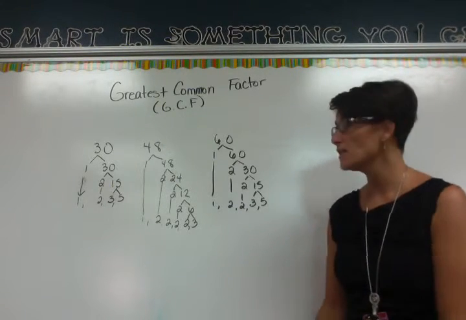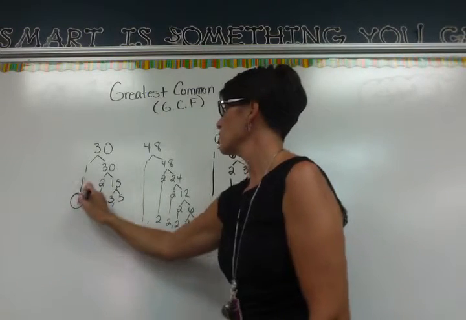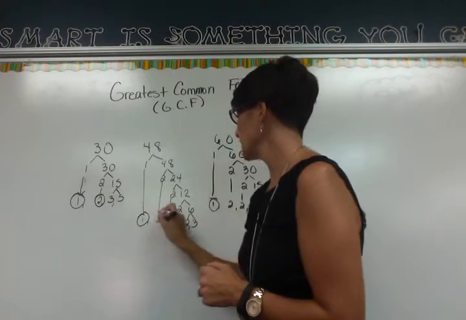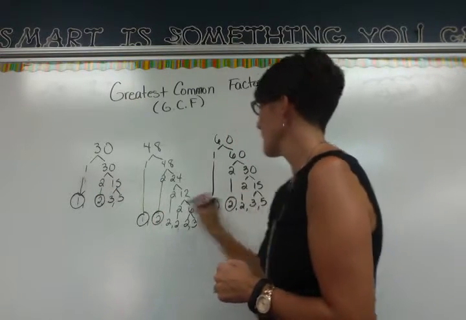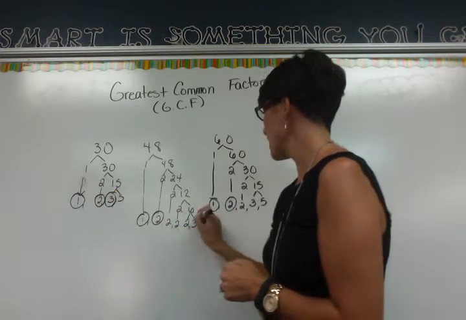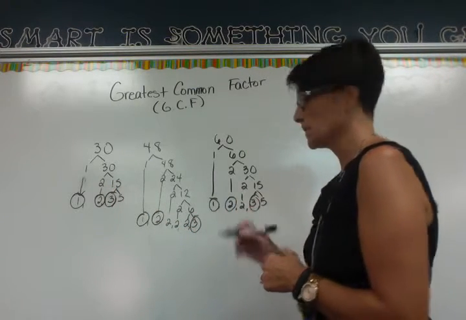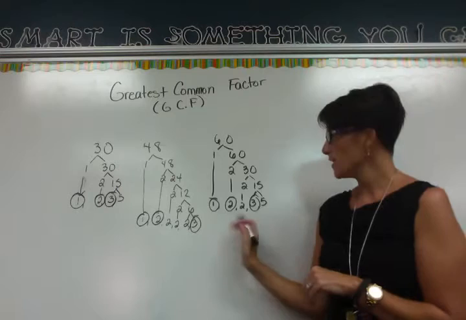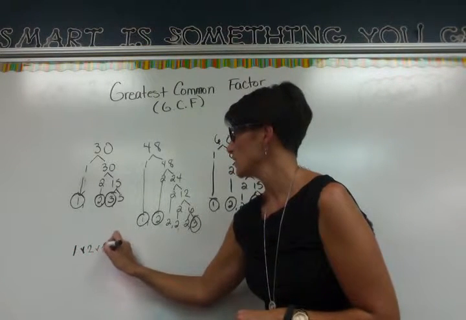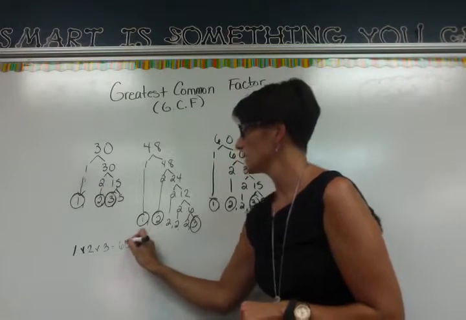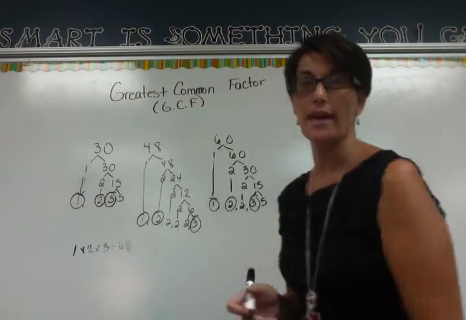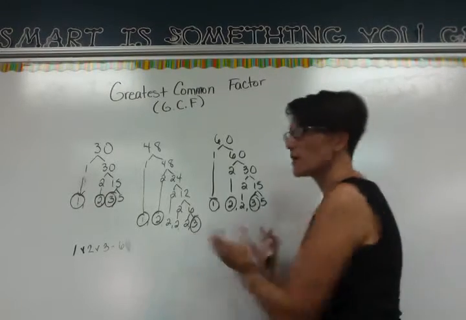Now I have to find all of those similar numbers. I have a 1 that's the same in all of them. I have a 2 that's the same in all of them. I have a 3 that's similar in all of them. And so here I would say that my greatest common factor is 1 times 2 times 3 is, oops, not 60, is 6. So now let's try it the ladder way. So you can see here's all my work for just that problem.